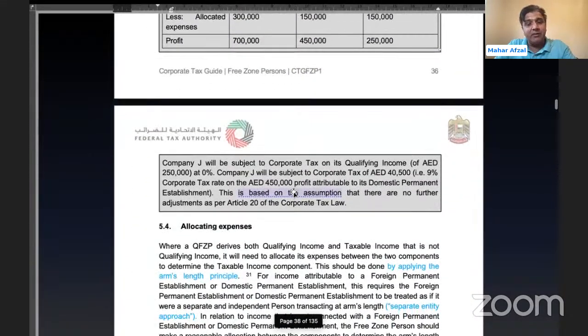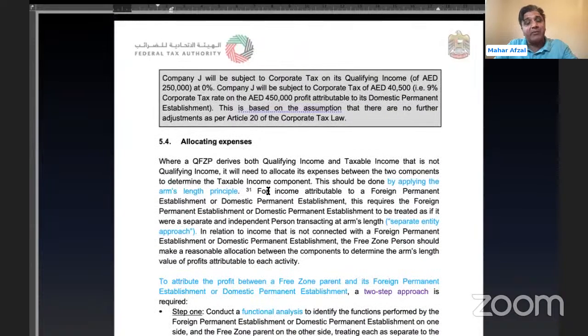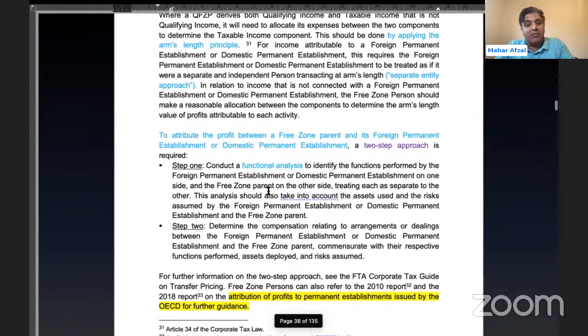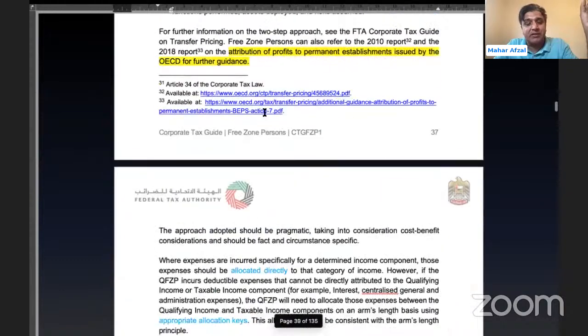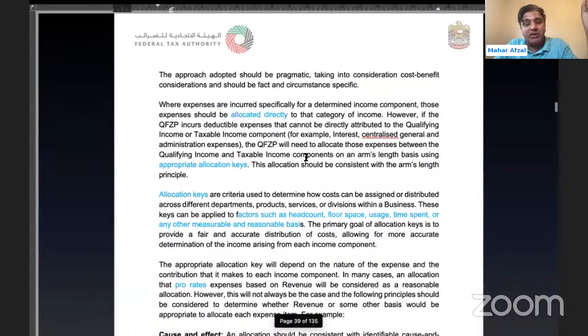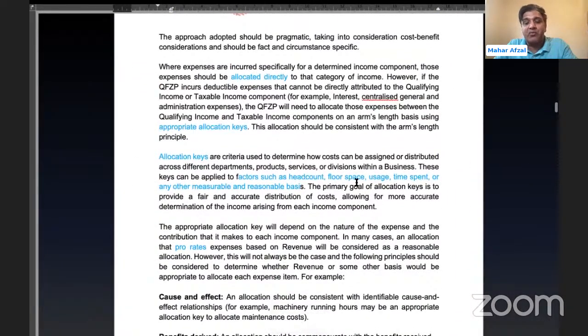And if you are classifying income, you need to apportion the expenses as well. Direct expenses need to be allocated first. Then the residual common expenditure needs to be allocated based upon the appropriate basis. And the basis they have mentioned here, you can apply different basis based upon the functional analysis: how much asset, risk, and function performed by the respective function. Then you can allocate the expenses based upon this. They have given you the allocation keys here. You can go through the allocation key, like head count, floor space, usage.